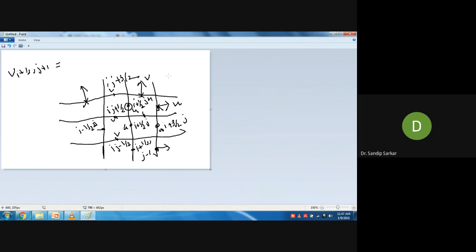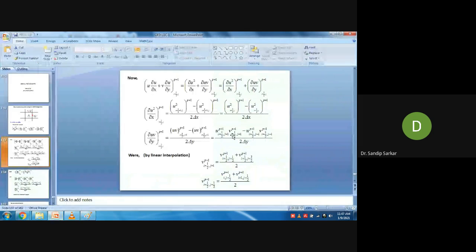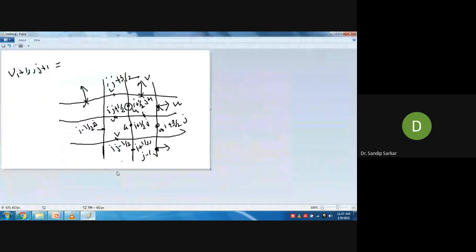Now tell me, at that grid point only the u component is available to me. The v component is not available. But we would like to have the v component at (i plus half, j plus 1). How to calculate? Somebody was telling interpolation, and it is the correct answer. So how to interpolate?